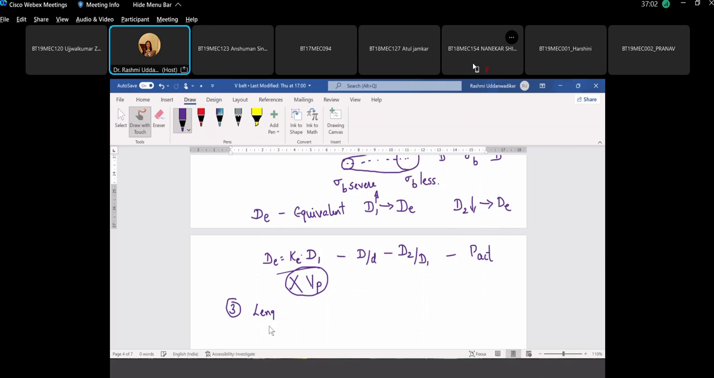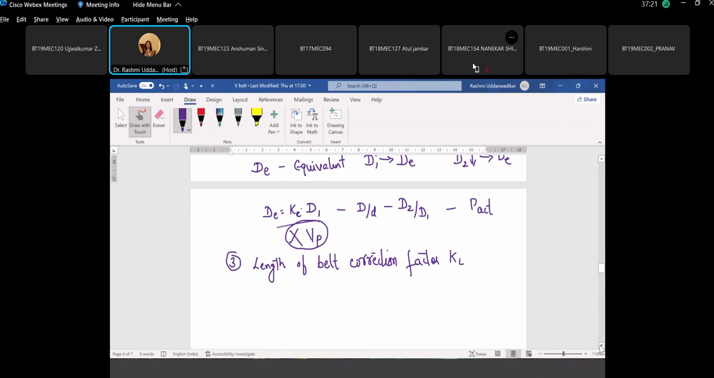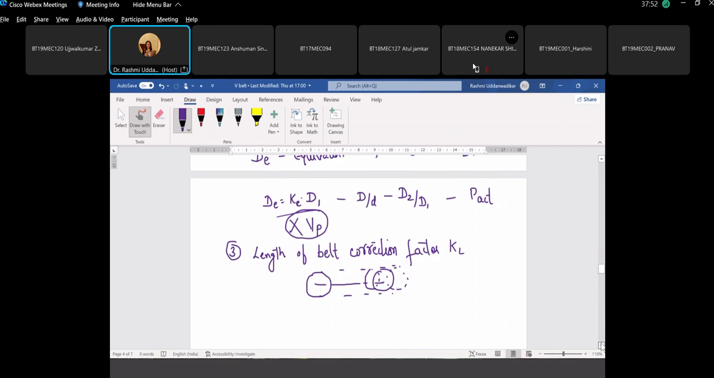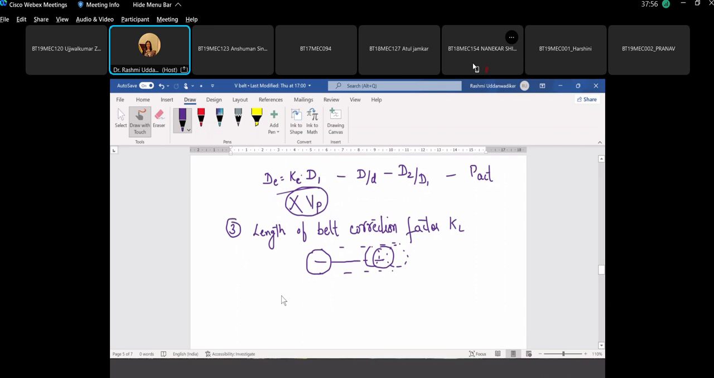Next is length of the belt correction factor. We call this as, say, KL. So in the lab condition, a specific length of the belt is taken, which is given in the specific length table in the design data book. But actually, when the length of the belt changes, the center distance also changes. So the center distance is either little more than this center distance, or it is little less than the center distance. In both the cases, we have to take a factor, whether you are selecting a lesser value given in the table or a greater value given in the table.